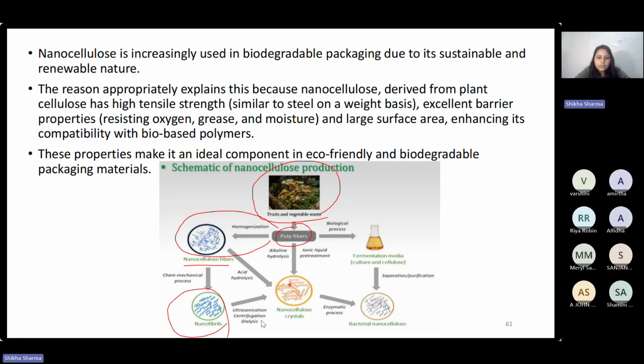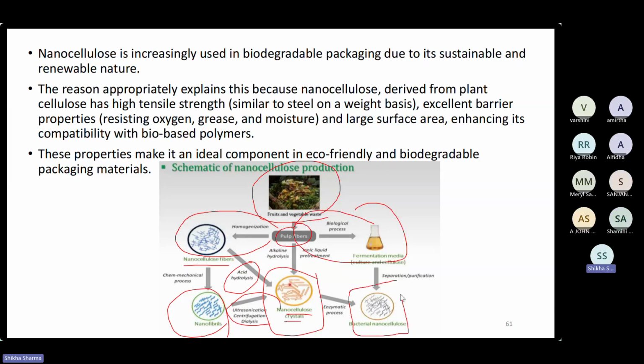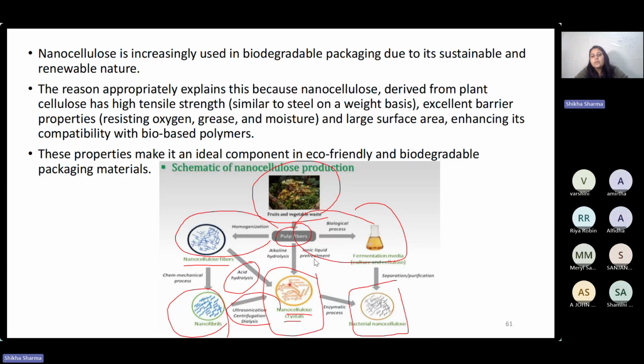And if we further do ultrasound, centrifuge and dialysis, we can get cellulose nanocrystals. Or from the nanocellulose fibers, if we do acid hydrolysis, we can get nanocellulose crystals. Then from the biological process, we can go for fermentation. From the fermentation, then separation and purification, we can get bacterial nanocellulose. And from the pulp, with treatments like acid hydrolysis, alkaline hydrolysis, or ionic liquid pre-treatment, we can get nanocellulose crystals.